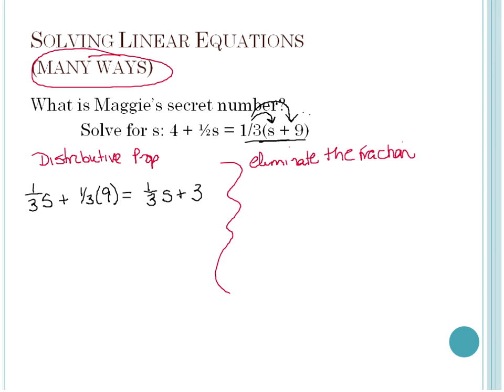And so you can see how it was very similar to that A in the last slide, but I now have 1/3 S plus 3, or 3 more than 1/3 number. So now that I have the distributive property, let's write down the entire equation so I can solve for it. 4 more than half of Maggie's secret number is the same as, well, we knew it was 1/3 of 9 more than her number, or equivalently 1/3 of her number plus 3. And so now what would I do?